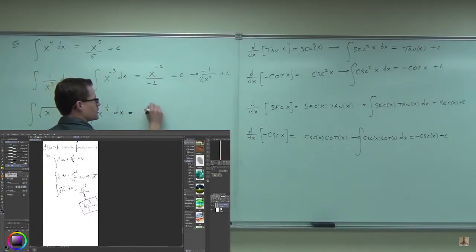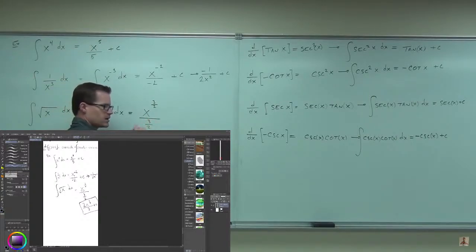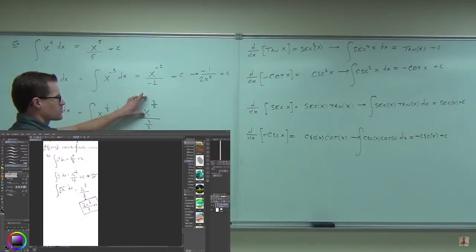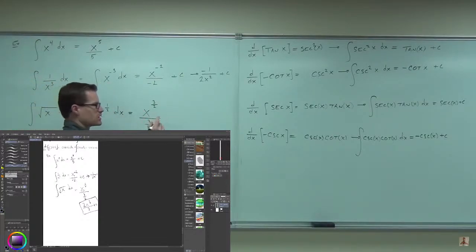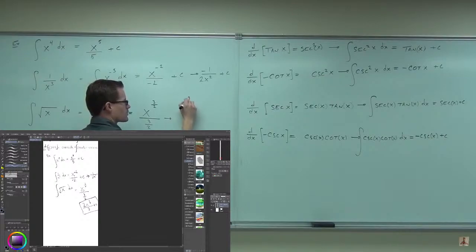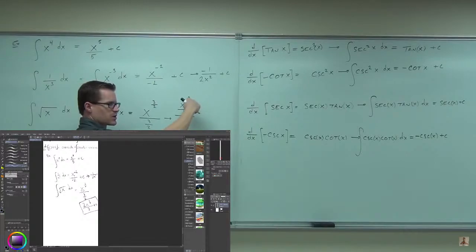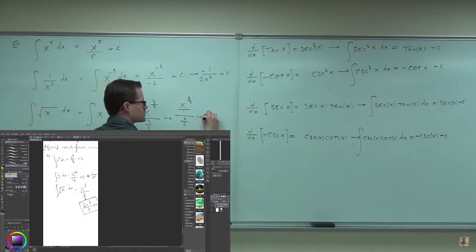So x to the 3/2 over, this is why I do the over so you can really see this, over 3/2, right? You got me? So that's x to the 3/2 over 1 divided by 3/2. I'm never going to do this again, but you can see it this way. X to the 3/2 over 1 over 3/2. Reciprocate and multiply. What you end up getting is 2x to the 3/2 over 3. I ran out of room, sorry.